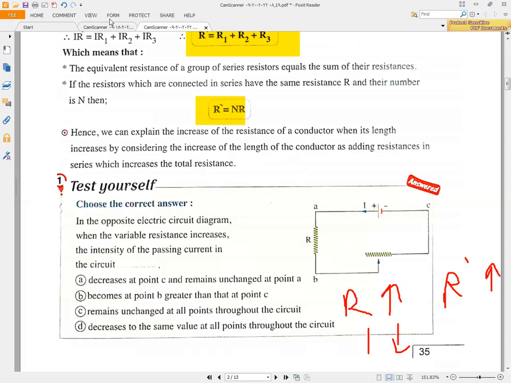So I will decrease. Why? Because the potential difference is constant. The volt of this battery is constant, equal to V equals I, the current intensity, times R dash. When the value of the resistance increases, the current intensity will decrease. Okay?